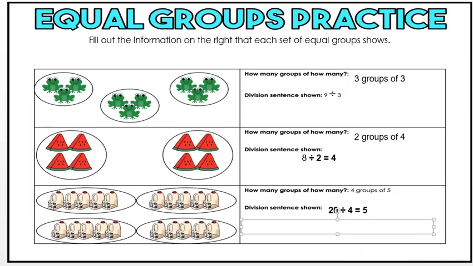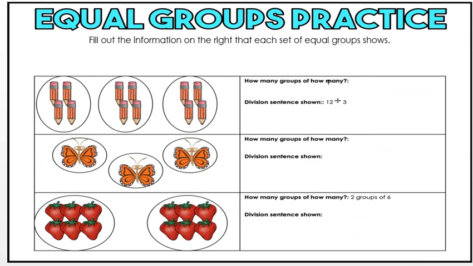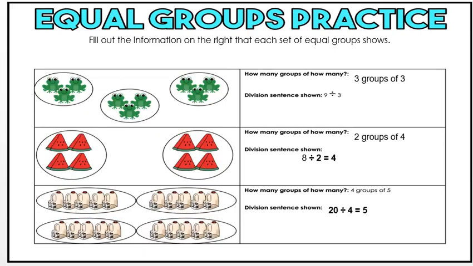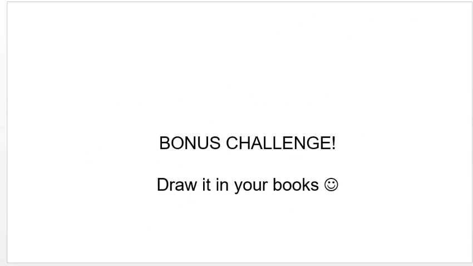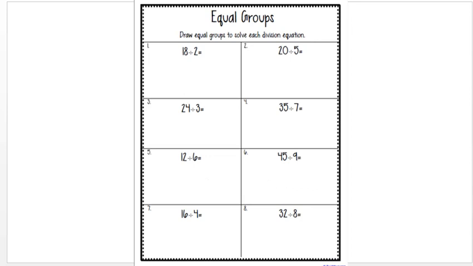I want you to try these next 3 questions on your own. There's this part answered for you. So you really just have 1, 2, 3, 4 things to answer. Okay, so remember you can pause the video, you can answer those questions. If you did 1, 2, and 3 here, you can write 4, 5, and 6, or if you didn't write those ones down, then you can go 1, 2, and 3 here, okay? And then you have a bonus challenge, which I want you to draw in your books. So basically, here are 8 questions, and you need to draw equal groups to solve each division equation.